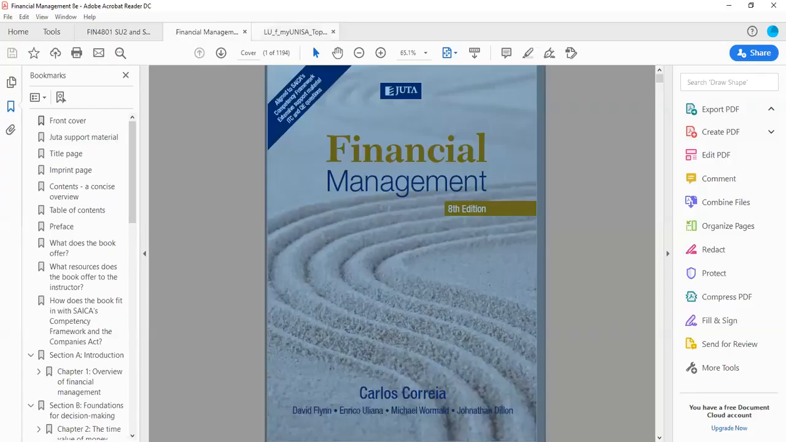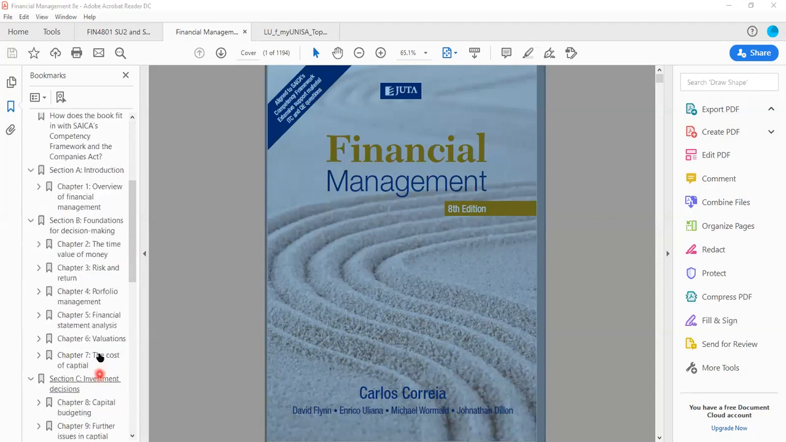So in the previous class, we started looking at this module and we touched on some of the key study units. We started with Chapter 1, an overview of financial management, and we also looked at the time value of money. And once we completed the lesson, I asked you to look at some questions as practice.